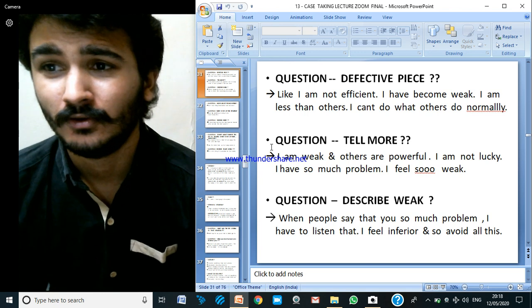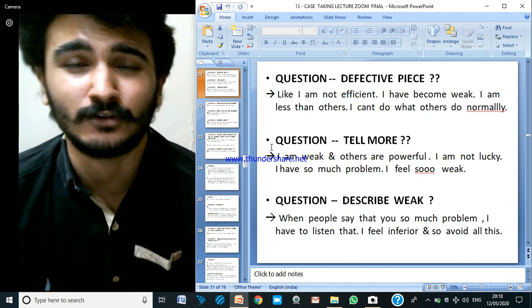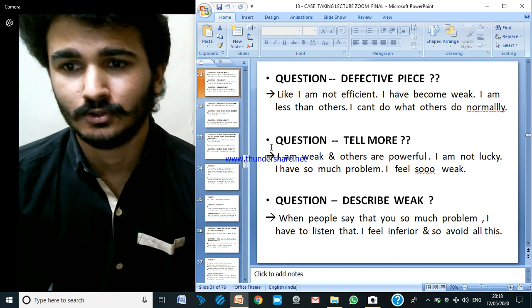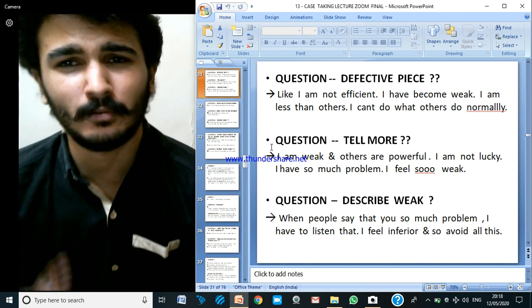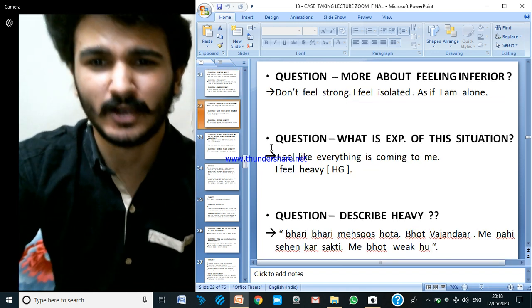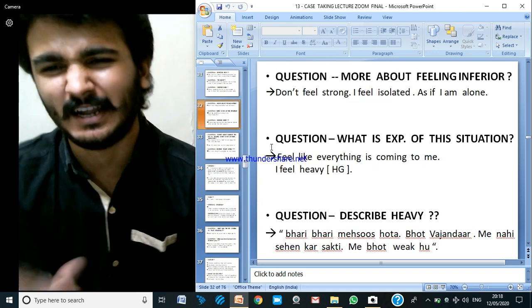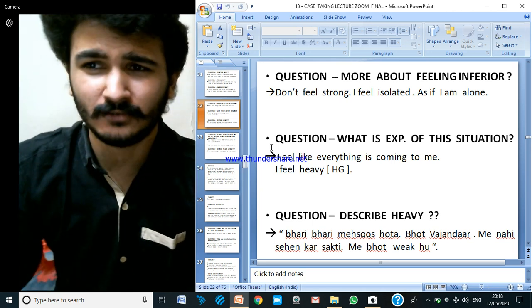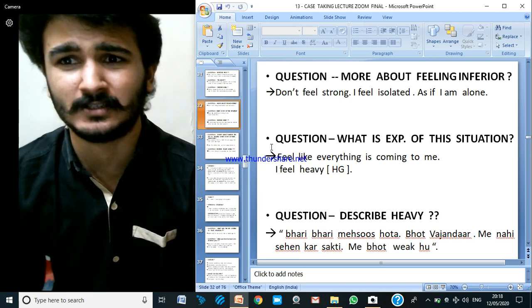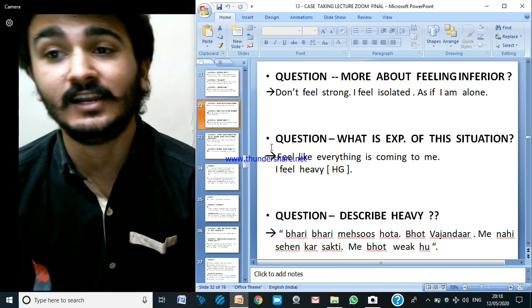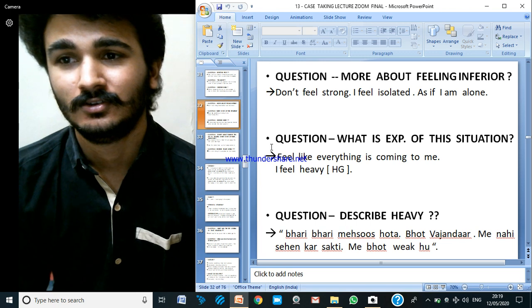So the word weak was coming again and again from the start. So I said, describe the weak now. So she says, when people say that you have so many problems, I have to listen to that. I feel inferior. So I avoid all that. I don't go amongst people. So I said, tell me more about the feeling of being inferior, and when all people say what. So she says, I don't feel strong. I feel isolated, as if I'm alone.